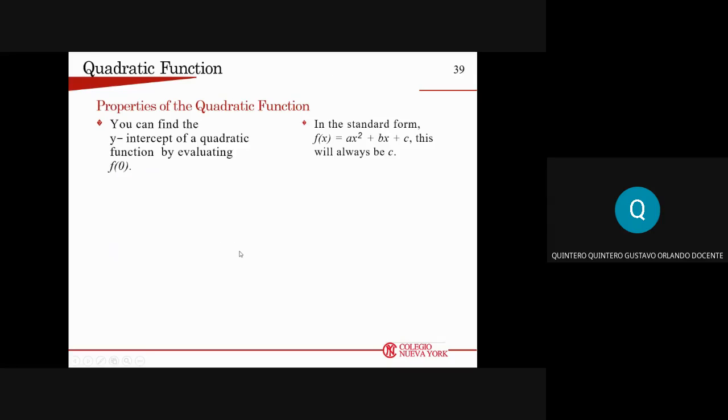Beautiful, guys. Congratulations. All right, let's continue with more properties. We're going to have a lot of properties for quadratic functions. So let's continue with this.